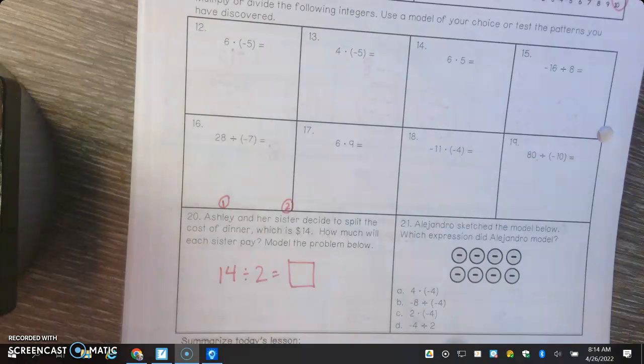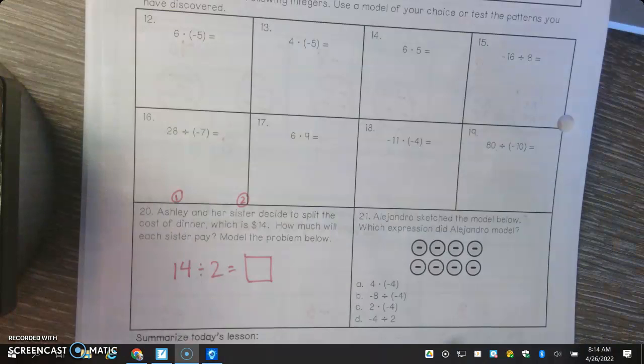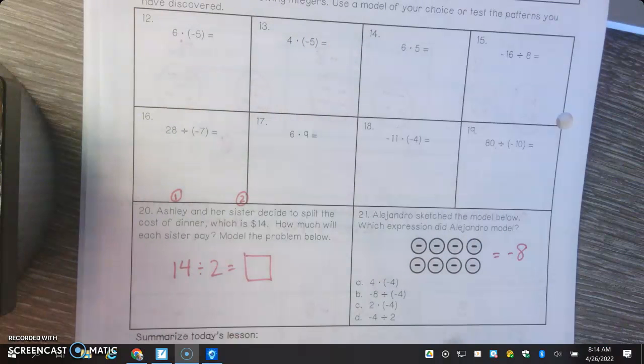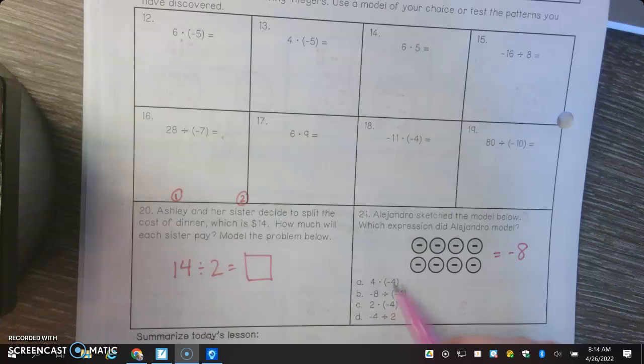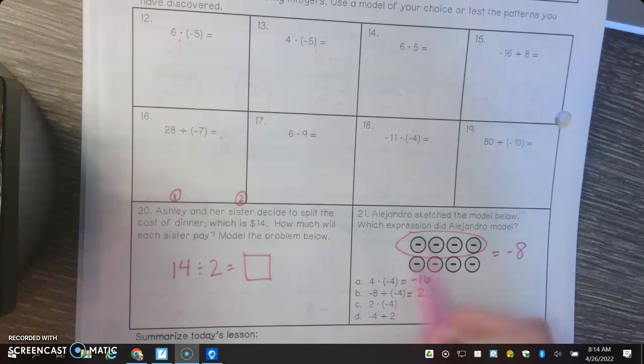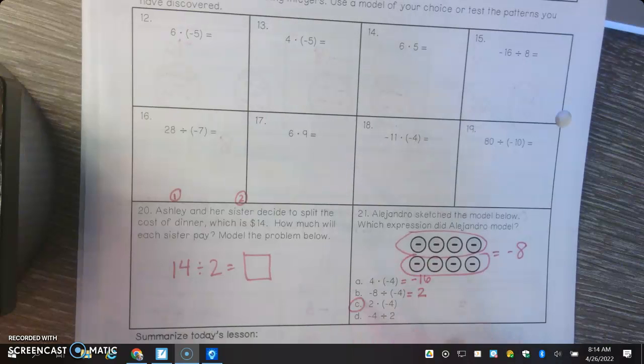21. Alejandro sketched the model below. What expression did Alejandro model? Okay. Well, my answer is 1, 2, 3, 4, 5, 6, 7, 8 negative. I'm trying to find an expression that equals negative 8. Is 4 times a negative 4 negative 8? Nope, that'd be a negative 16. Negative 8 divided by negative 4? Well, 8 divided by 4 is 2. I've got 2 negatives, so it's just positive 2. Nope. 2 times a negative 4? 2 groups of negative 4? 1 group. 2 groups. Answer is C.